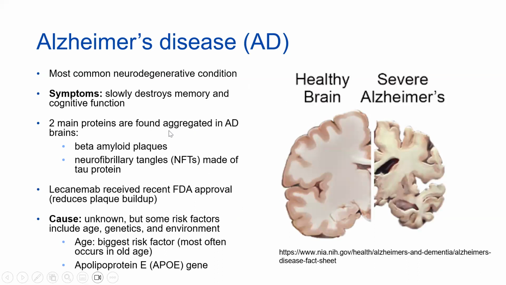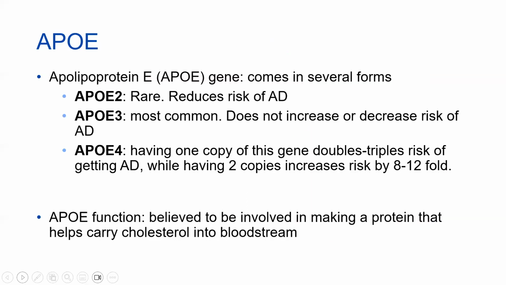So what are some important things to keep in mind for Alzheimer's disease? Two main proteins that are aggregated are plaques and tangles. Age is the biggest risk factor. But we also have some genetic components as well, such as ApoE. ApoE2 enhances resilience, ApoE3 is most common, and ApoE4 greatly increases your risk of getting Alzheimer's.